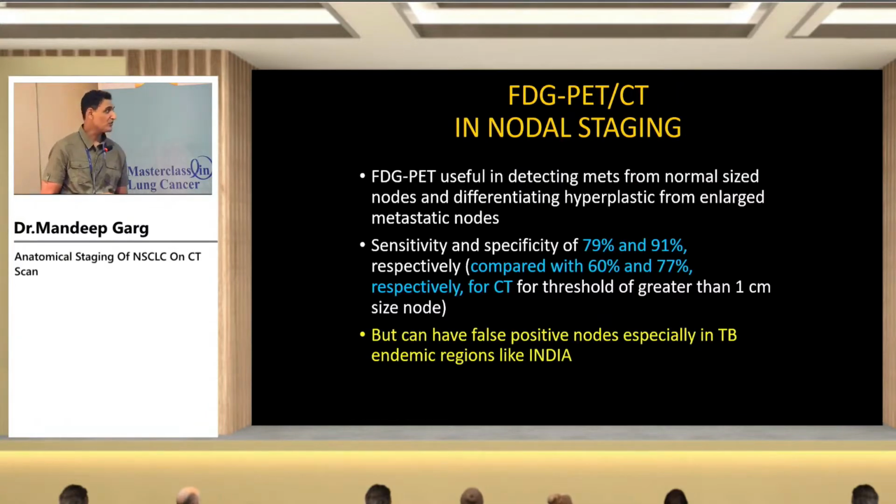So to take care of this discrepancy, FDG PET comes to rescue to some extent, and it has been found that sensitivity and specificity is significantly increased when we use FDG PET to stage the lymph nodes. But even on FDG PET, there can be false positive nodes, especially in TB endemic regions like India. So the inflammatory nodes will also show increased FDG activity, thereby leaving us with no option but to go for invasive mediastinal staging.